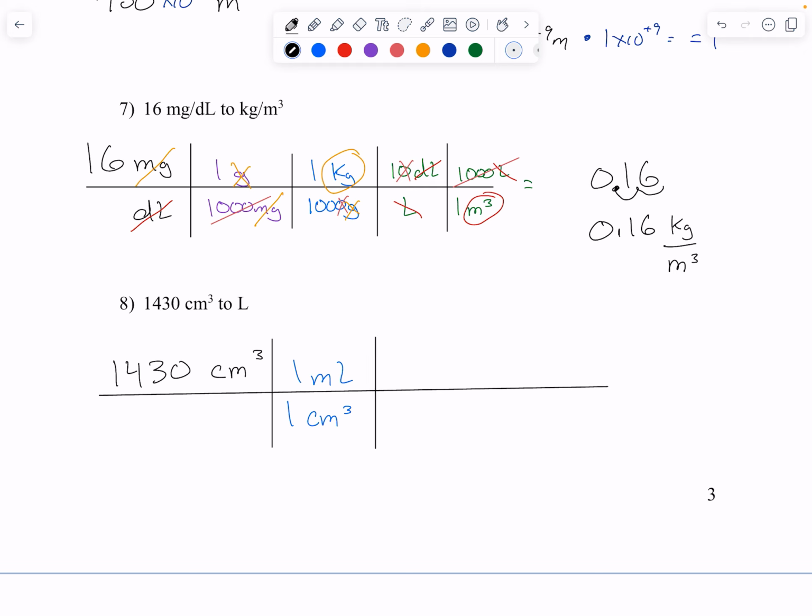And then we have learned that 1,000 milliliters is 1 liter. So if we do that, if you look at this, we're just dividing by 1,000, right? Which means we have 1.430 liters. All right. Hopefully you're seeing the patterns.